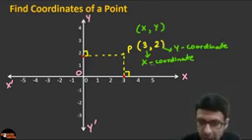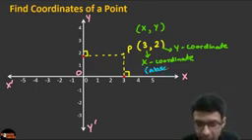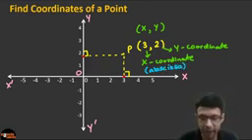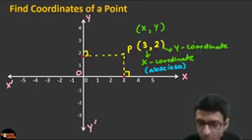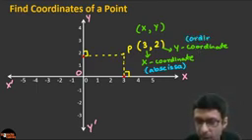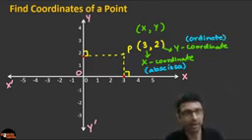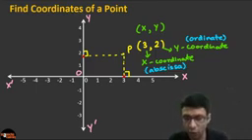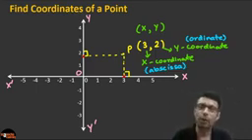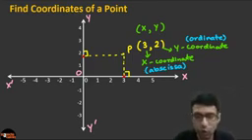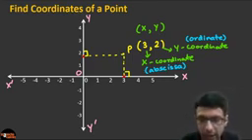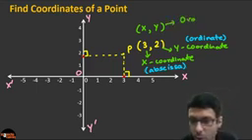Now the fancy name for the x coordinate is abscissa. I hope my spelling is correct, right? Abscissa. Please remember it's a tricky spelling. And the y coordinate is called the ordinate. So we have abscissa and ordinate. Clear guys? So look at this, 3, 2. This notation is known as an ordered pair.